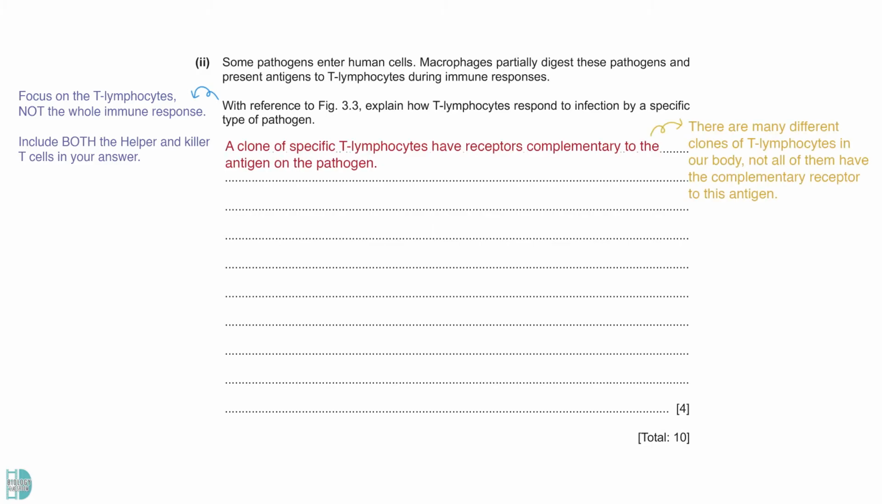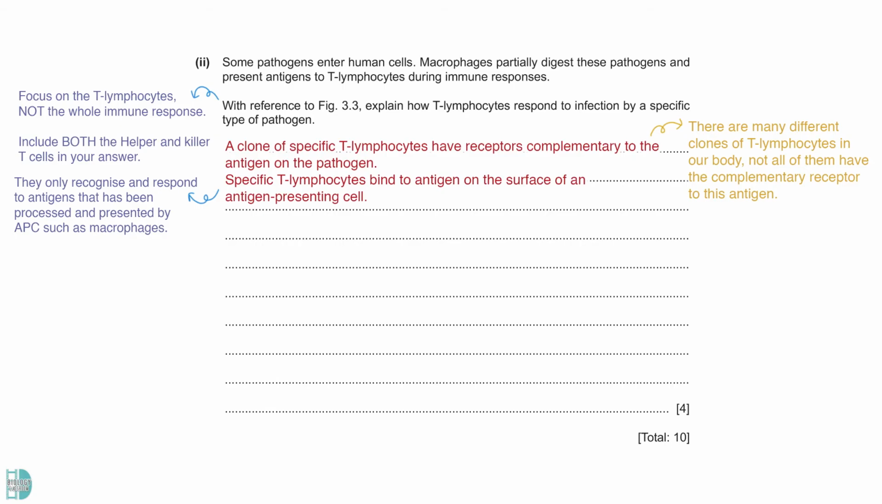There are many clones of T lymphocytes in our body. Only the clone of specific T lymphocytes that have receptors complementary to the antigen will be activated. These specific T lymphocytes bind to the antigen on the surface of the antigen-presenting cell. T lymphocytes can only recognize and respond to antigens that have been processed and presented by APC, such as macrophages. The activated T cells then divide many times by mitosis. This is called clonal expansion.